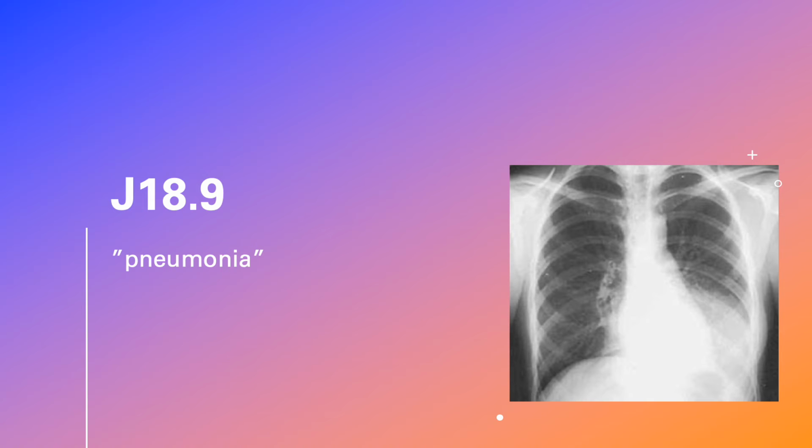An example of an ICD-10 code is shown here. J18.9 is the code for a pneumonia infection. Each code starts off with a letter. The letter designates which general organ system is involved.